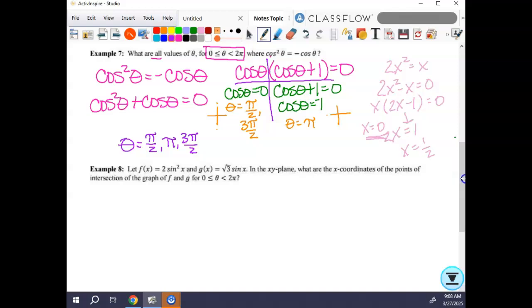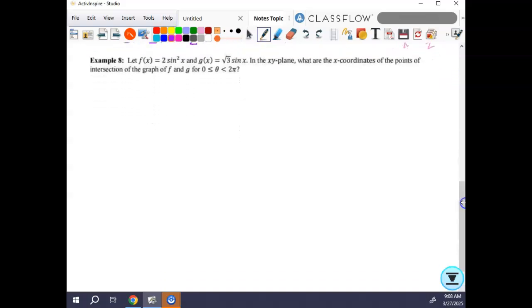So let's look at this next one. I have f of x and g of x. And in the xy plane, what are the coordinates of the points of intersections of the graph of f and g? And again, it gives me from 0 to 2 pi. So what do I need to do to set this up? Set them equal to each other. So I'm going to get 2 sine squared x equals square root of 3 sine x.